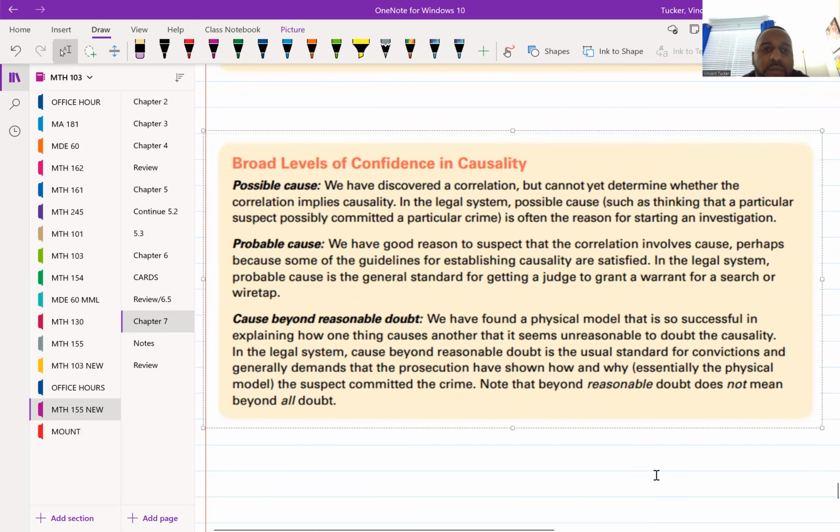All right, and then we have broad levels of confidence in causality. So possible cause: we have discovered a correlation, but cannot yet determine whether the correlation implies causality. Probable cause: we have good reason to suspect that the correlation involves cause, perhaps because some of the guidelines for establishing causality are satisfied. And then cause beyond reasonable doubt: we have found a physical model that is so successful in explaining how one thing causes another that it seems unreasonable to doubt the causality.